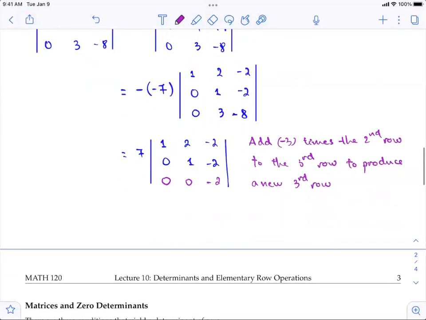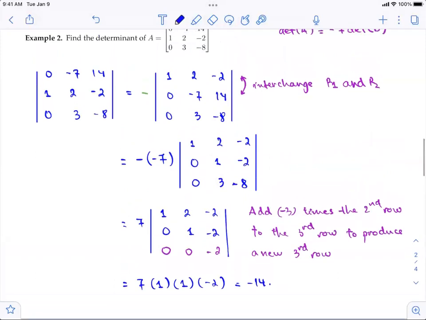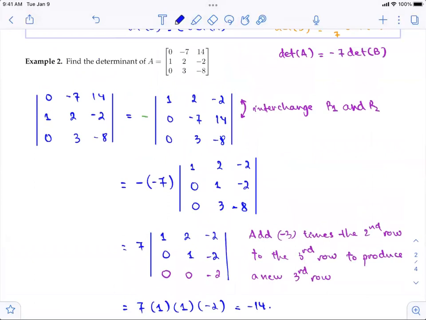Okay, so the 7 you have in front is going to be equal to 7 times. Remember, this is now a triangular matrix, right? So the determinant is just the product of the entries on the main diagonal. So 7 times 1 times 1 times -2 is equal to -14. All right, so it looks a little bit more complicated than what we did in the last lecture, but it gives you another way to observe how to obtain the determinant of a matrix under elementary row operations. Okay.